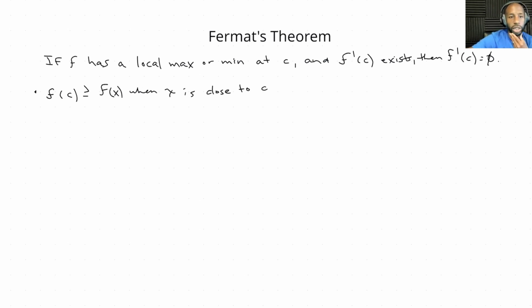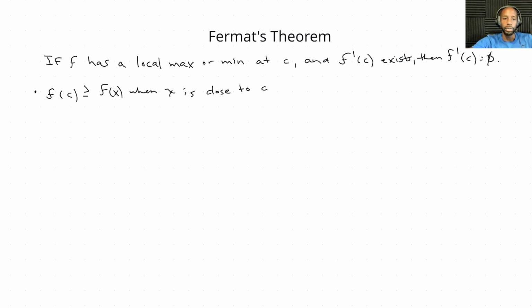The function at point C is greater than or equal to the function at any point x when x is close to C. So in other words, that's just saying that as you get close to C, the function is going to be greater than or equal to the function at any other point.